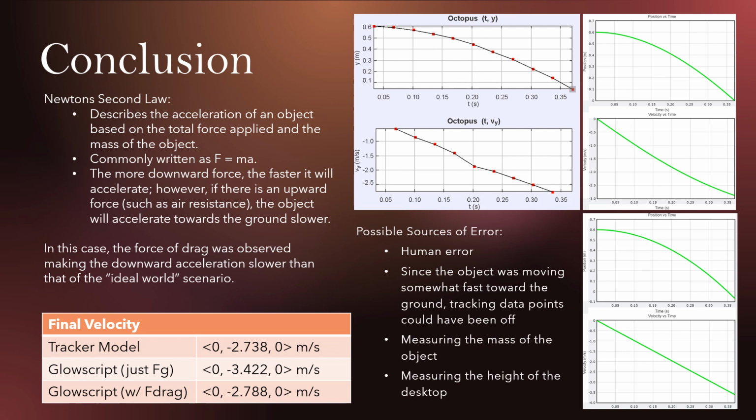Possible sources of error: human error, since the object was moving somewhat fast towards the ground, tracking data points could have been a little off. Measuring the mass of the object could have been a little off as well, since I didn't have access to a scale, and measuring the height of the desktop could have been a little off as well, since I didn't have access to a meter stick.